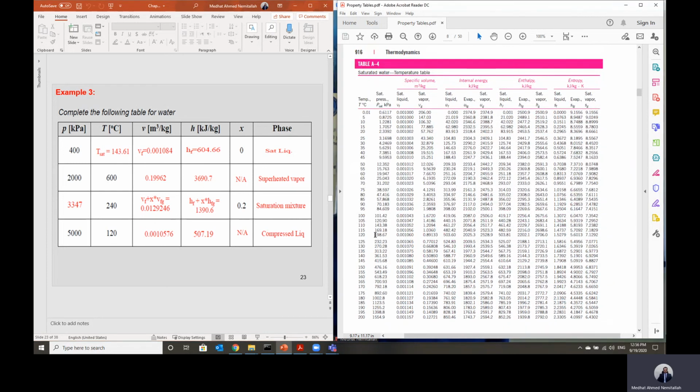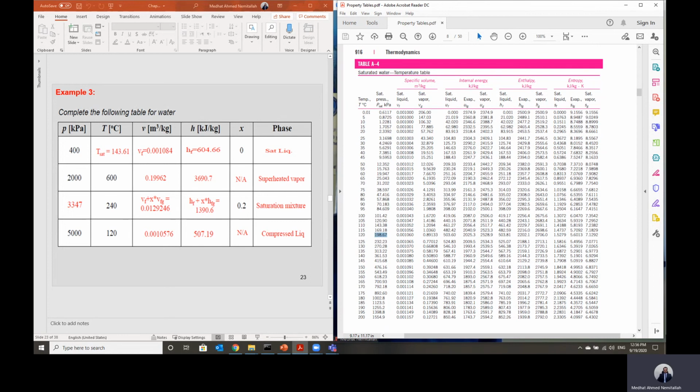This is a temperature of 120. The saturation pressure is equal to 198.6 kilopascal. Compare it with the given pressure. So the saturation pressure at the given temperature is less than the given pressure; the given pressure is higher than the saturation pressure.